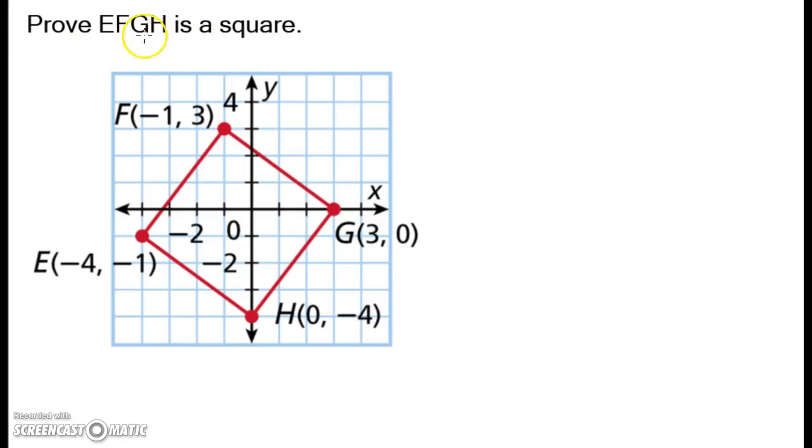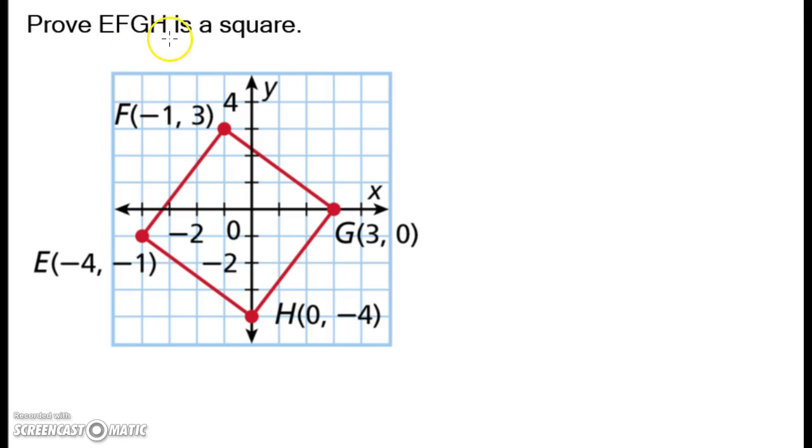All right, so this question is asking us to prove that EFGH is a square. We have a couple different ways we can do that. We can prove it based on the sides. I know that the sides of a square all have to be congruent and that the corners all have to be 90-degree angles. I could do that to prove that it's a square.